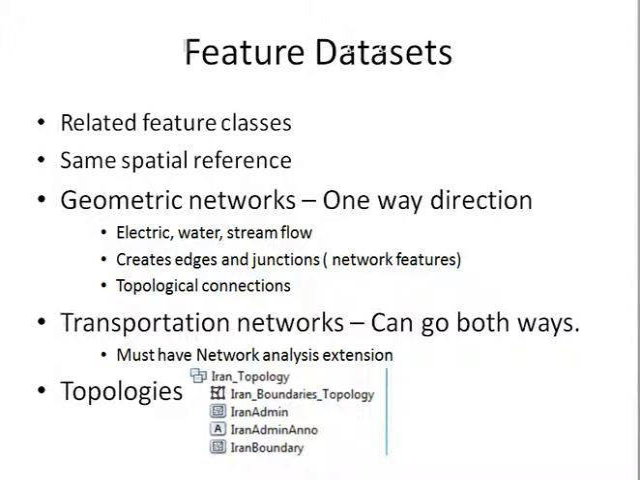And then in feature data sets, you can have topologies. So here's an example of political boundaries in Iran that has a topology feature with that. So you have an administrative polygon, an Iran boundary polygon, annotations, and then this topology tool, which means that if I edit one of the vertices in the administration polygon, let's say I move that vertex east 50 feet, the coincident polygon on the west will move with it.